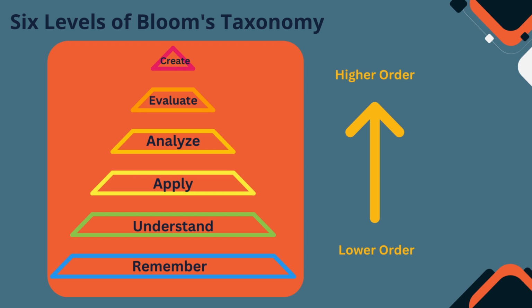So as you can see from this diagram, we're going to start from the bottom, which is the lower order, and work our way up to the higher order, which is part of Bloom's taxonomy. So the first level is remember, and that's retrieving relevant knowledge from long-term memory. Second is understand, determining the meaning of instructional messages, including oral, written, and graphic communication. And then third level is apply, carrying out or using a procedure in a given situation.